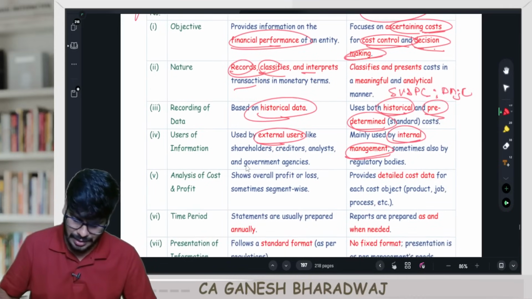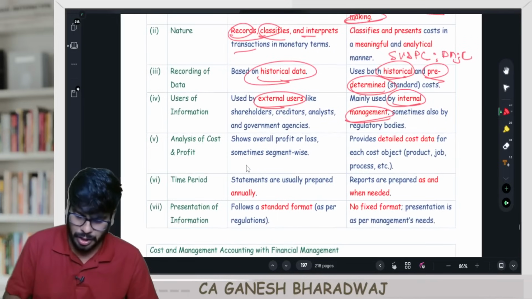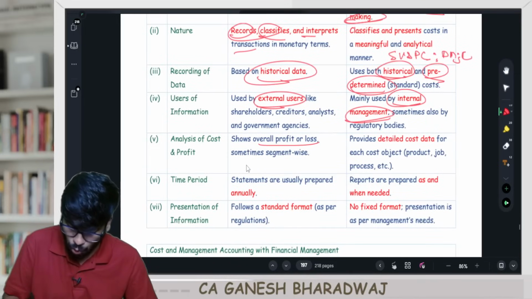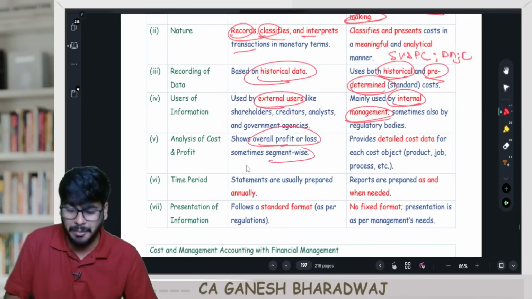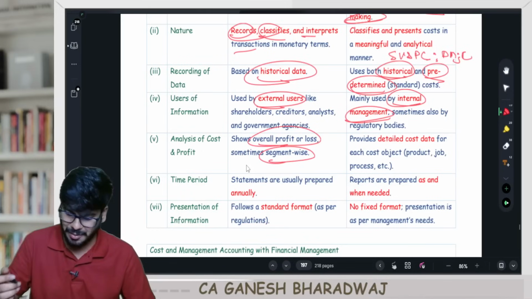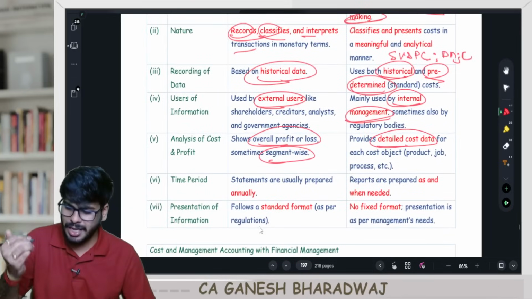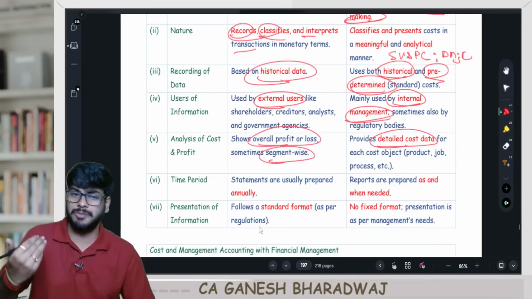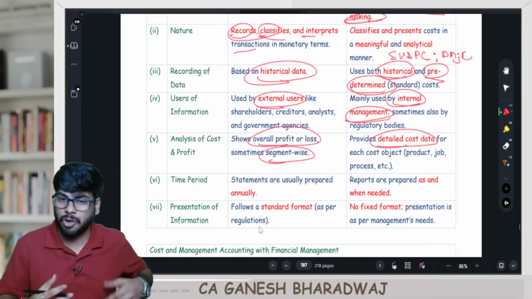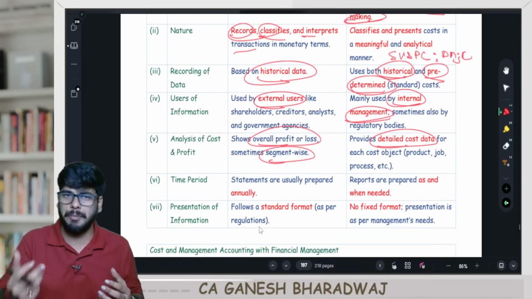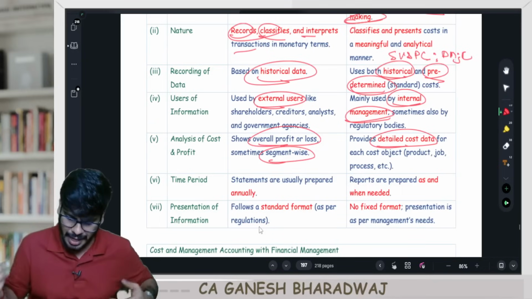And of course, the analysis of cost and profit. Your financial accounts show the overall profit and loss. At times even segment analysis, segment reporting is done. Whereas in case of costing, we do detailed cost data for each cost object. What do you mean by a cost object? The object for which I'm computing a cost. It could be a batch, a job, a unit, a department, could be anything, right?